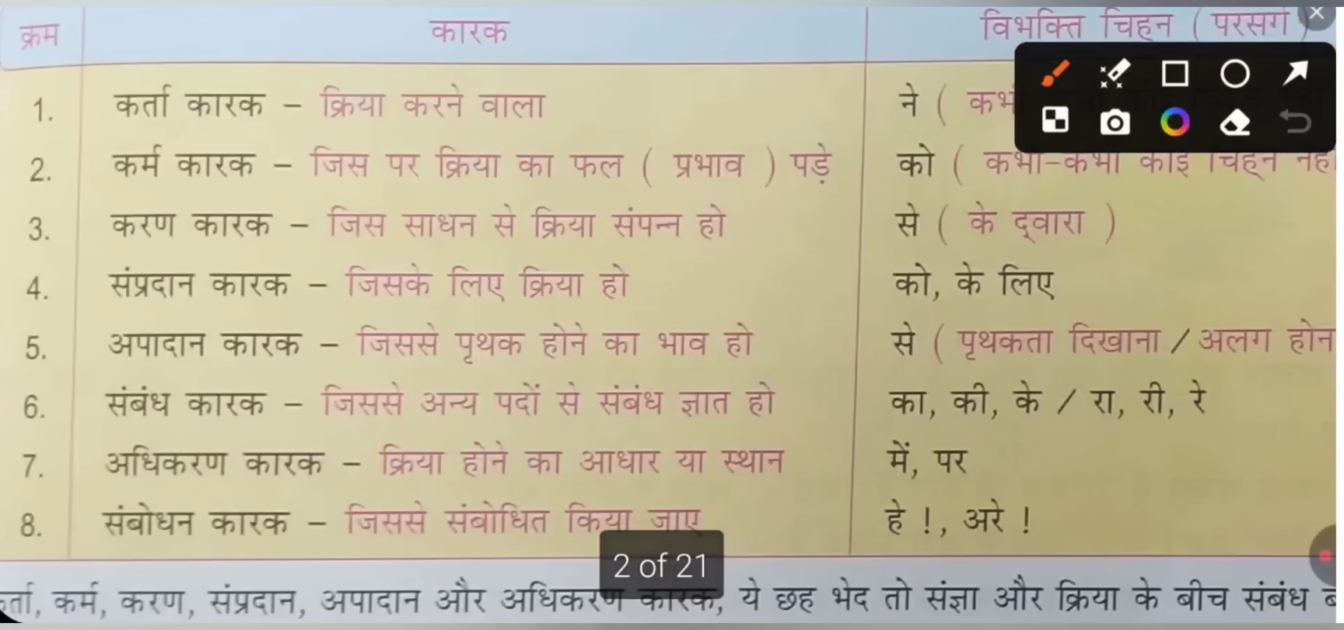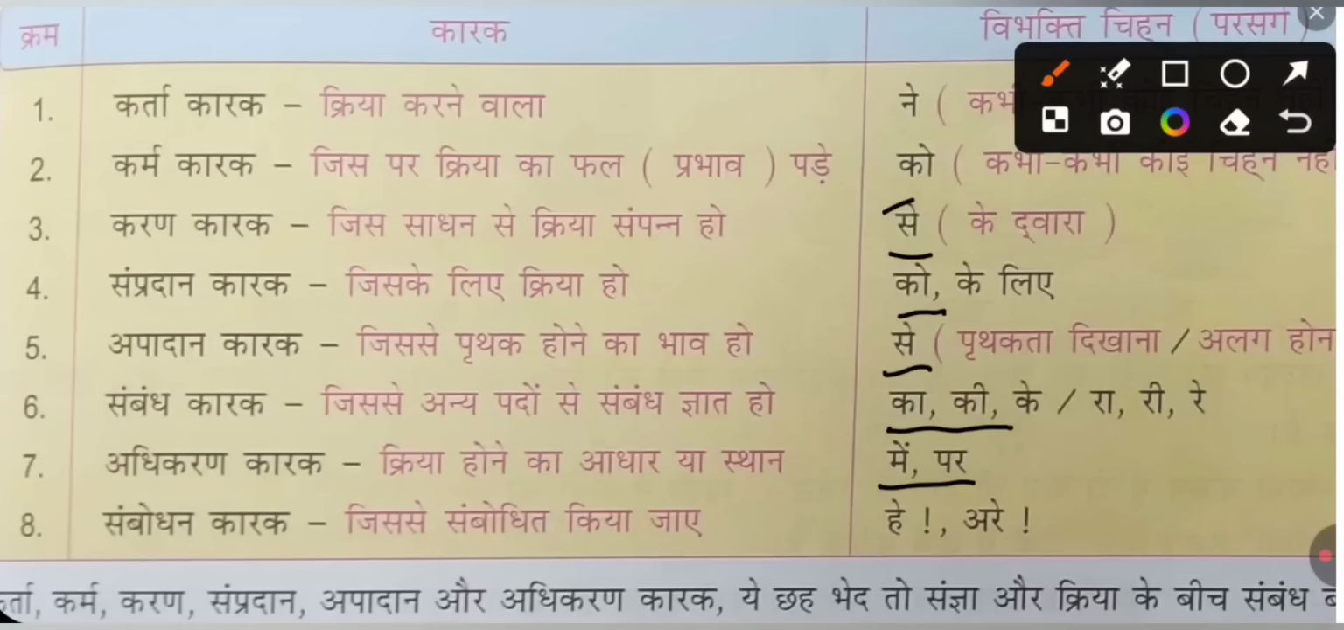कर्ता ने, कर्म को, करण से, संप्रदान के लिए या को, अपादान से, संबंध का, की, के, रा, री, रे, अधिकरण में, पर, संबोधन हे, हरे. This you have to remember. There is no other shortcut. This you have to learn by heart. As you are learning the tables by heart, similarly you have to say this. Close your eyes and keep repeating every day. कर्ता ने, कर्म को, करण से, संप्रदान के लिए, अपादान से, संबंध का, की, के, अधिकरण में, पर, संबोधन हे, हरे.